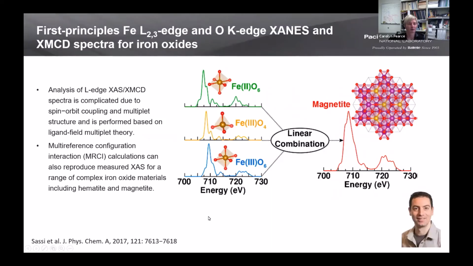Again, there's been more recent progression in terms of the understanding of the spectrum, and this is work led by Michel Sassi at PNNL, where he's gone beyond using the ligand field multiplet theory to calculate XMCD, and it's actually calculating the XAS from first principles using multi-reference configuration interaction calculations, and then generating the XMCD spectra. So it's an exciting development that's allowing us to understand more about the magnetic properties of these materials.